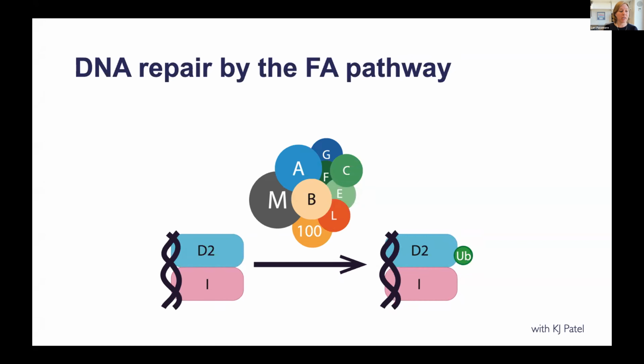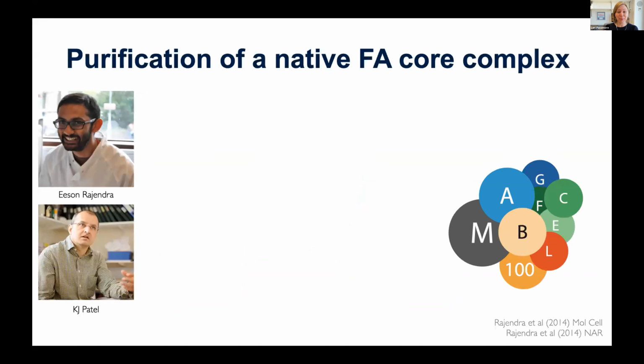And this is because there were a number of challenges. First of all, it's pretty low abundant in cells. It's not found in lower eukaryotes, so we couldn't, for example, purify it from yeast like we often do. And of course, its complexity and size generated additional challenges. So about 10 years ago, we decided that we would purify the native FA core complex from the chicken DT40 cell line with the aim of imaging it using cryo-EM.